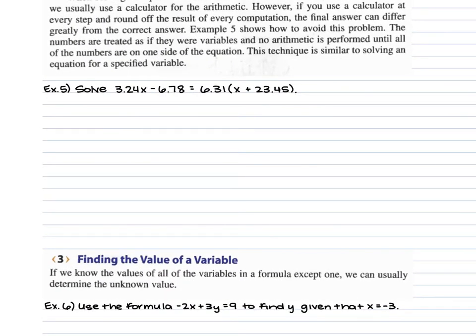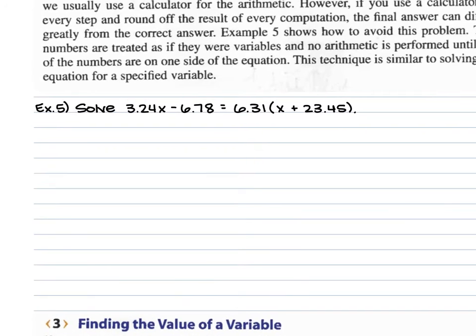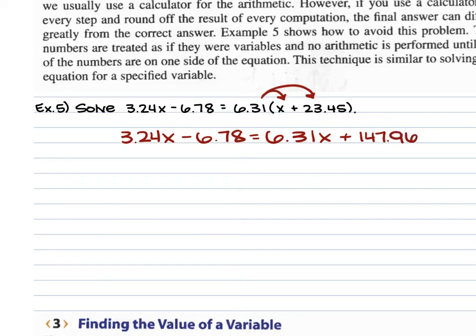For example 5, we have 3.24x minus 6.78 is equal to 6.31 times (x plus 23.45). So I'm going to start by distributing this 6.31 into my parentheses. So it's going to be 3.24x minus 6.78 is equal to 6.31x plus 6.31 times 23.45 gives us 147.9695.